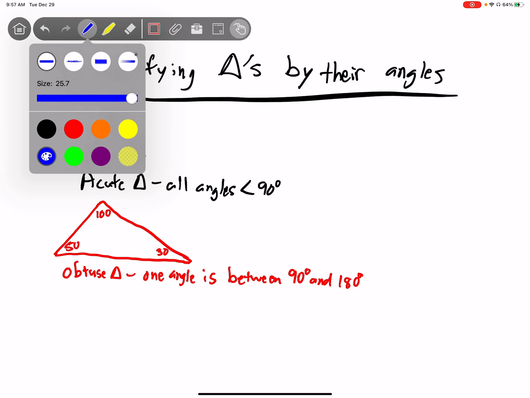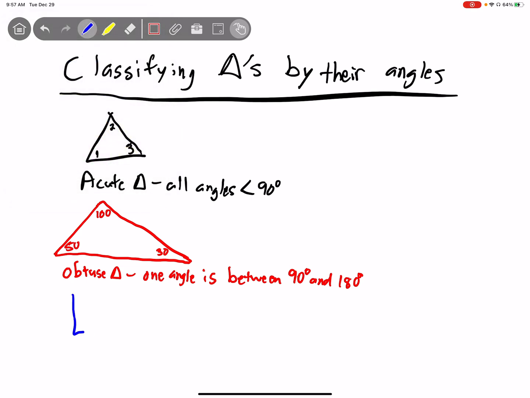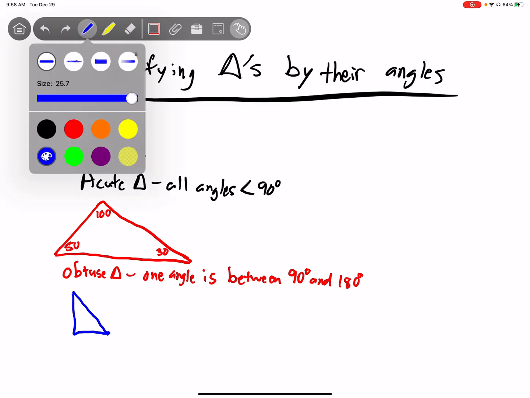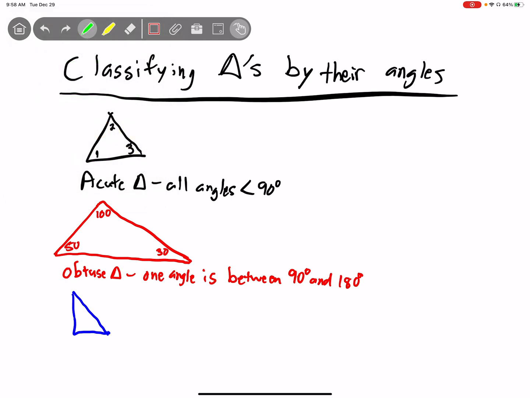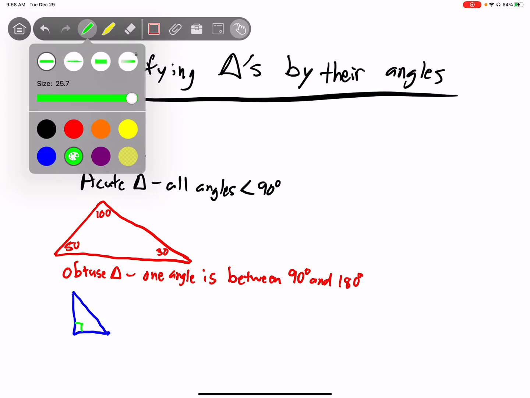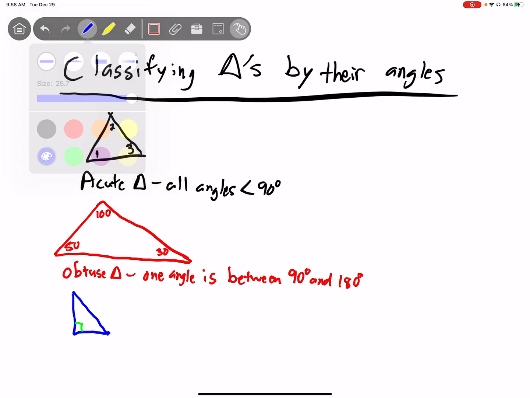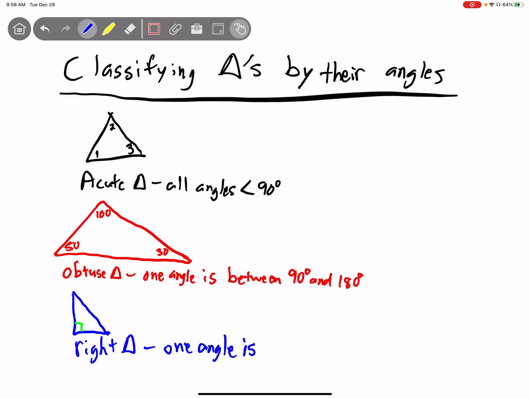And then finally, we have a right triangle. This little square, I'm going to do in a different color. Let's do green. This little square inside of it identifies that there's a 90-degree angle right there. This is a right triangle, where one angle is exactly 90 degrees.